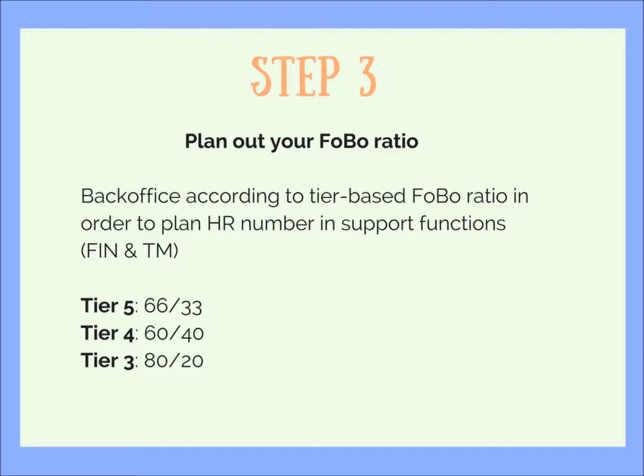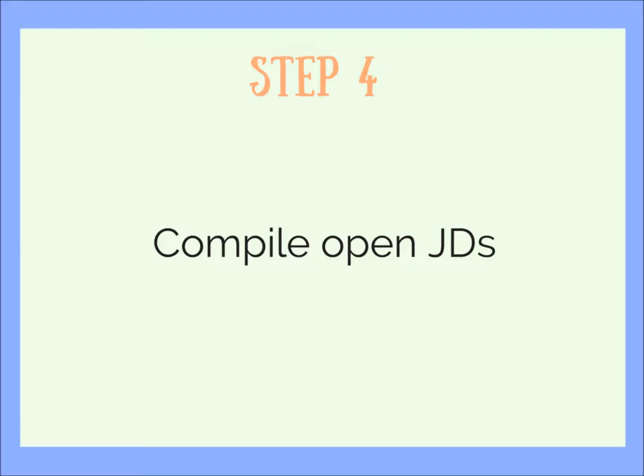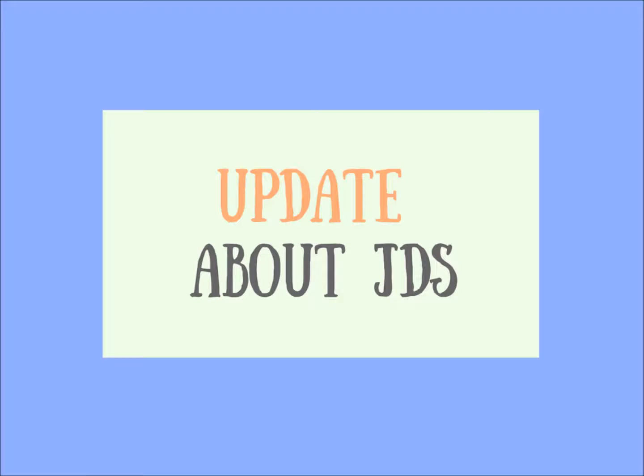As step 3, you can now plan out your front and back office ratio. By simply looking at the tier that you're currently in, and with the recommended ratio, you can simply calculate how many members you need in TM and Fin. And now, with the number of all needed members in every program, you can compile the open JDs. Related to that, I quickly want to give you some updates about the JDs.